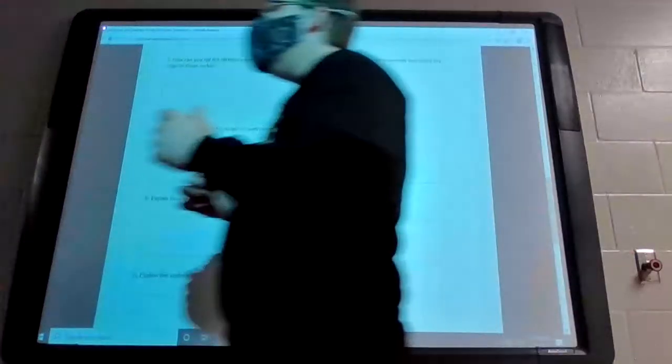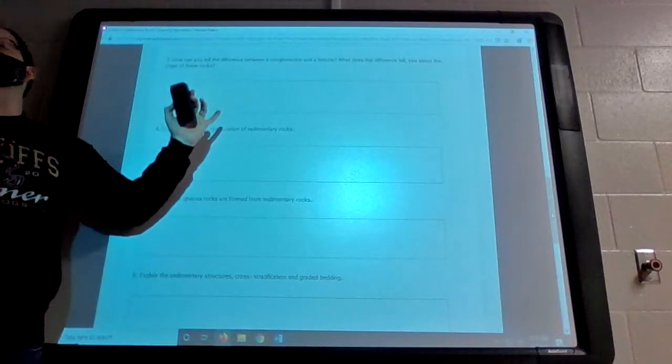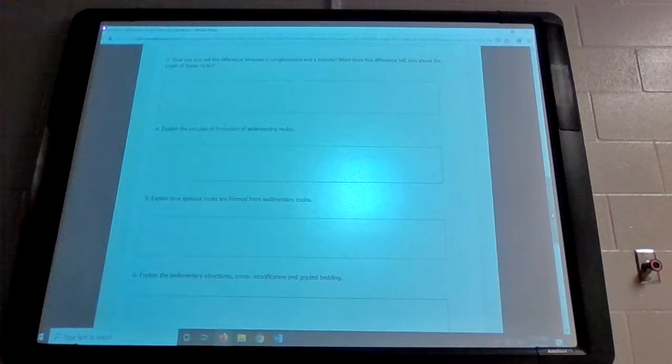Okay, so explain the process of the formation of sedimentary rocks. So I need to create some sedimentary rocks. And I want to explain that process. And what I'm looking for is 4 different things. Maybe a 5th in there. We'll see how we go.